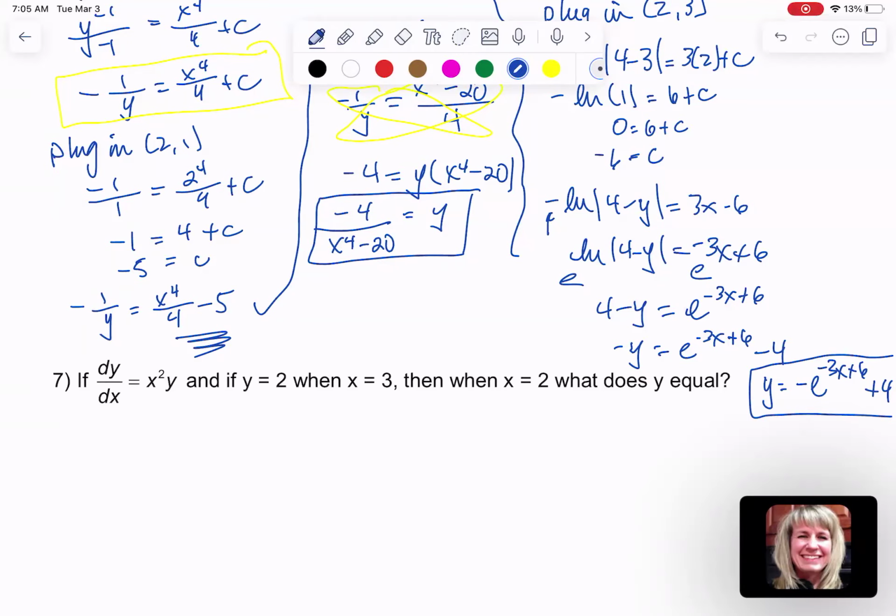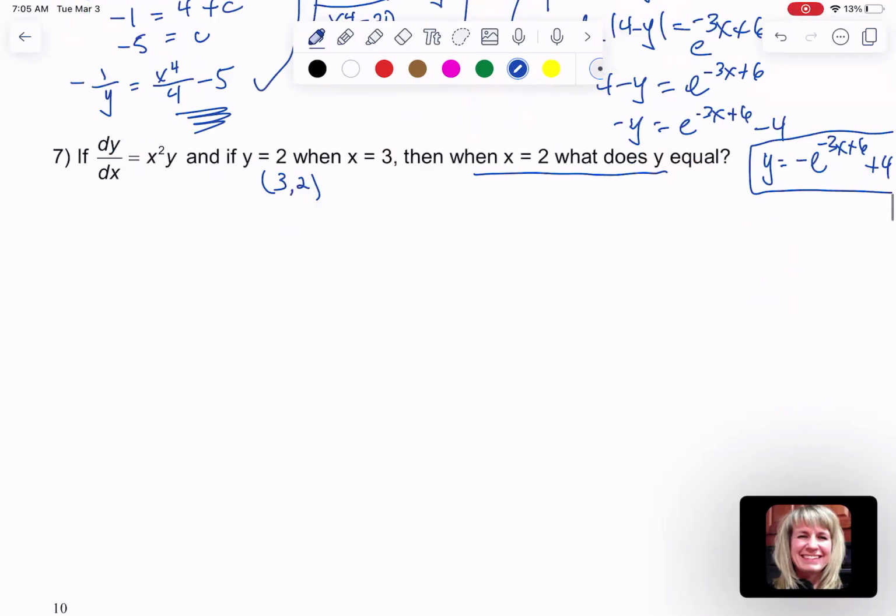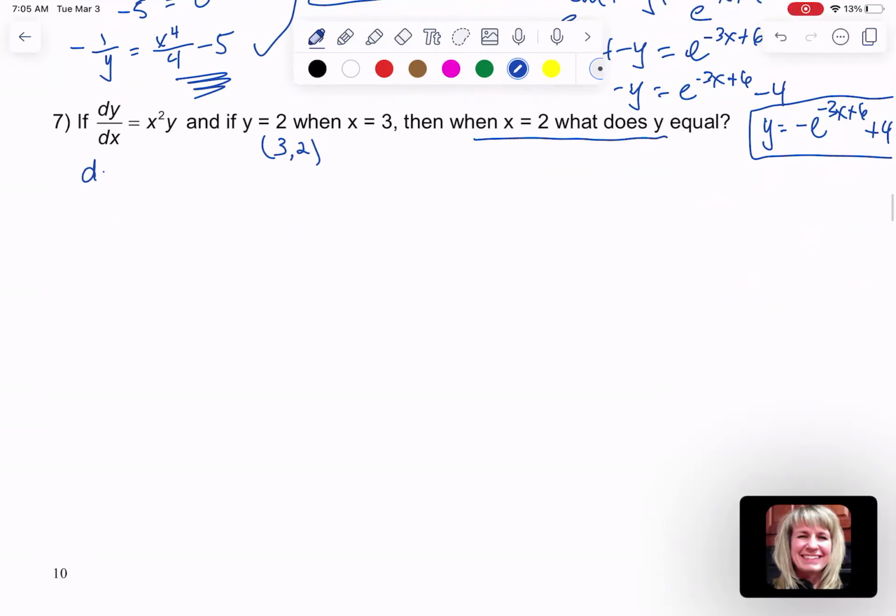All right. On the next one, we have a little bit more to do this time. We've got our ordered pair here, 3, 2, that we're going to be plugging in. But we also, after we do that, want to know what y equals when x equals 2. So it's just one more step. Okay, so here we'll have dy over y equals x squared dx.